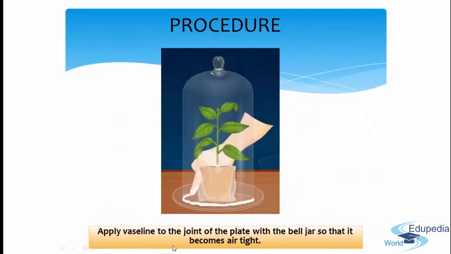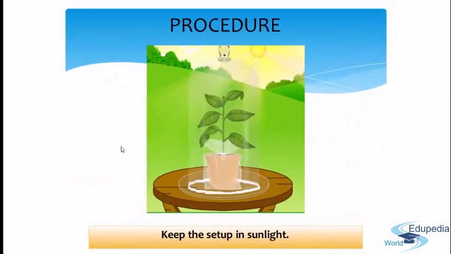Then you should apply Vaseline to the joints so that the whole connection becomes airtight. When you apply Vaseline to the joint of the plate with the bell jar, it helps it become airtight. After this, we have to keep the setup in the sunlight and leave it for some time.